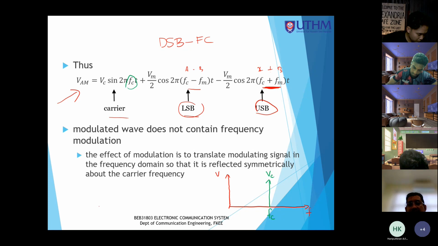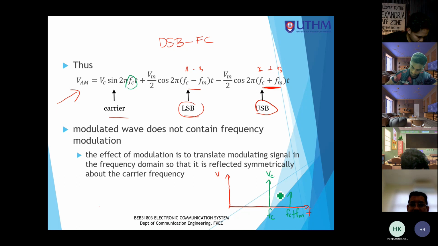Dan kita akan ada 2 sideband, sepasang sideband. Kita ada upper sideband di sini, VUSB. So USB terletak pada frekuensi FC plus FM. Can I get your input? Can you see my drawing? Warna hijau ni boleh nampak tak? Senang nampak tak? Boleh nampak. Okay. Kalau tak jelas bagi tahu. Saya gunakan color yang berbeza supaya senang nak nampak.